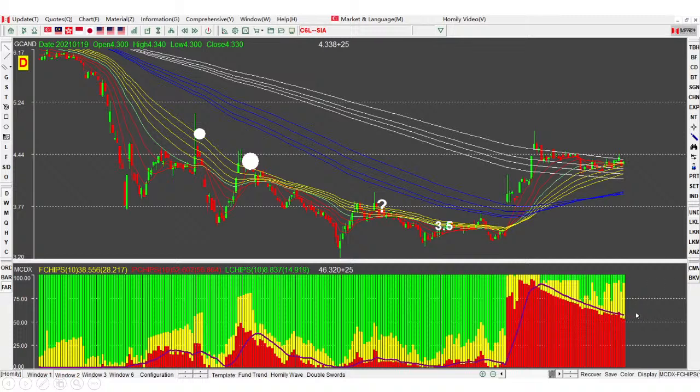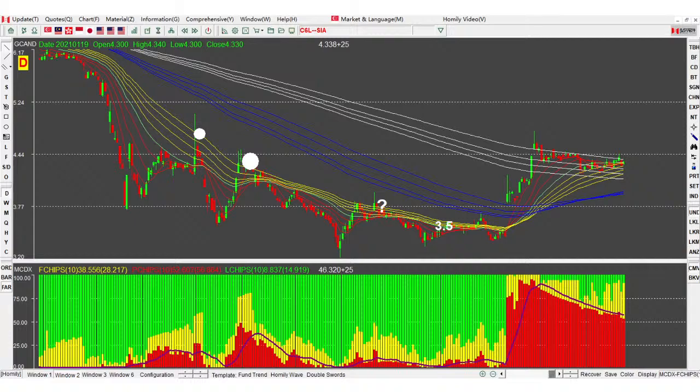Whenever the purple line turns up, the purple line means the 10-day moving average of the big fish. So if the purple line turns up, it means the big money continues flowing, and then it will have the power to break up and continue to rise.